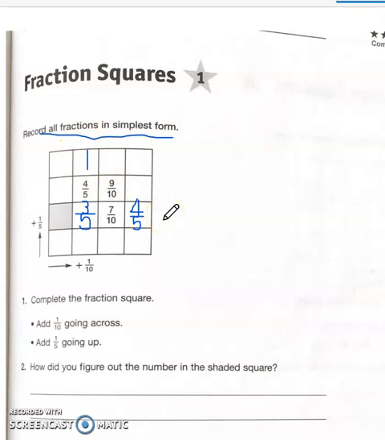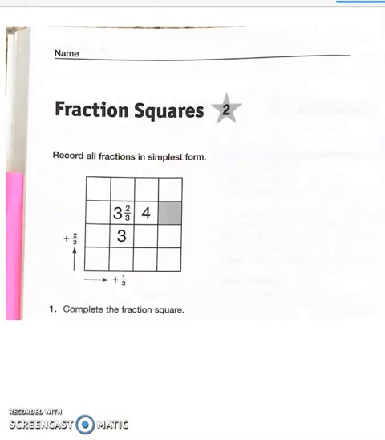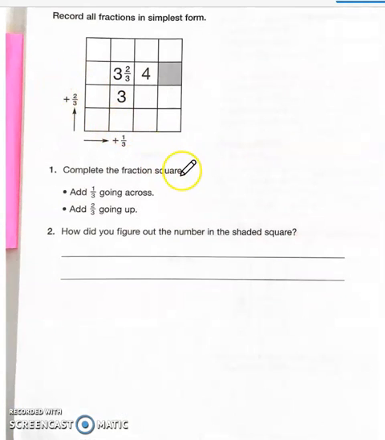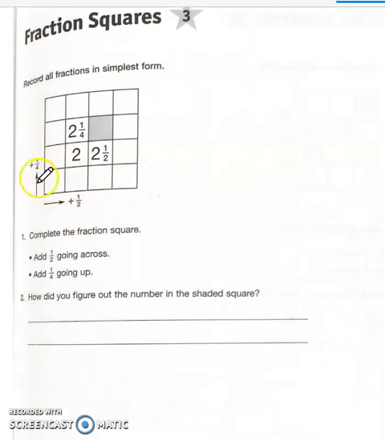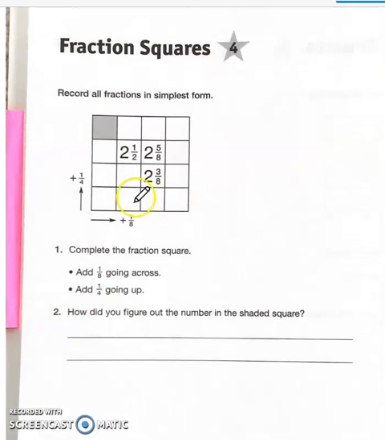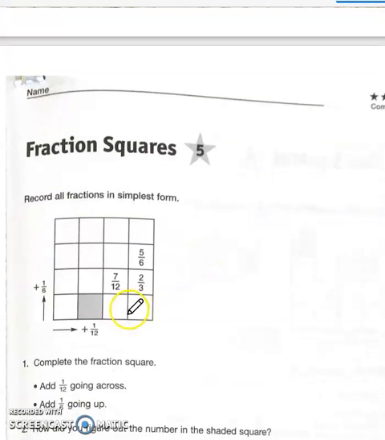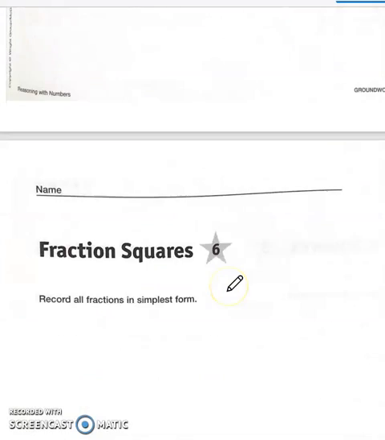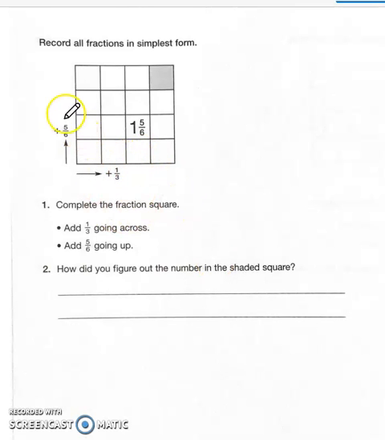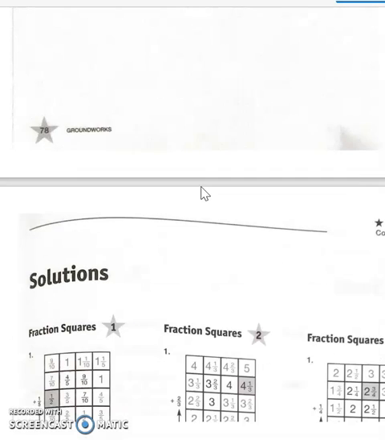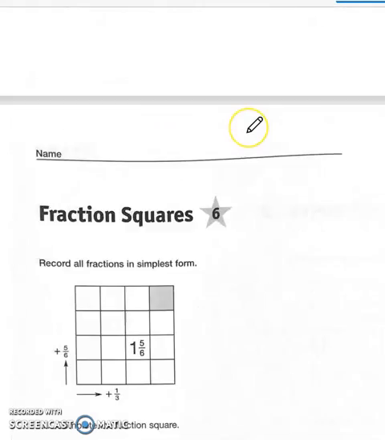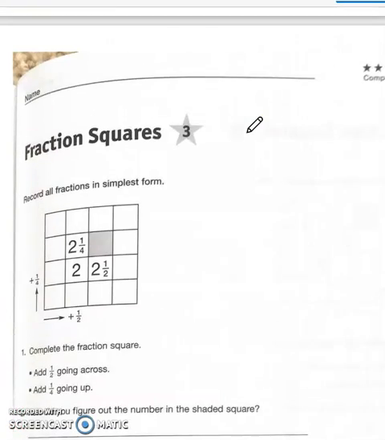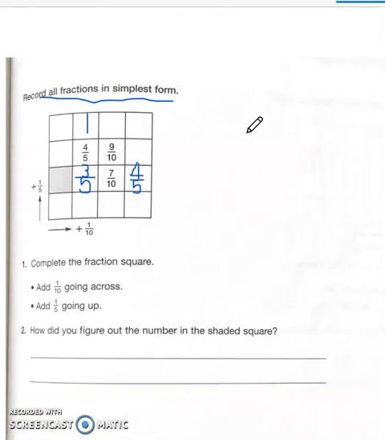So that is how this is going to work on each page, and you'll see each one's a little bit different. This one's going to deal with thirds, 1/3 and 2/3. This one is going to be 1/2 and 1/4. You'll have 1/8 and 1/4. You'll have 1/12 and 1/6. A 1/3 and 5/6. So that's how these are going to work. Remember, all fractions, write them in simplest form. Take your time. Do a good job.